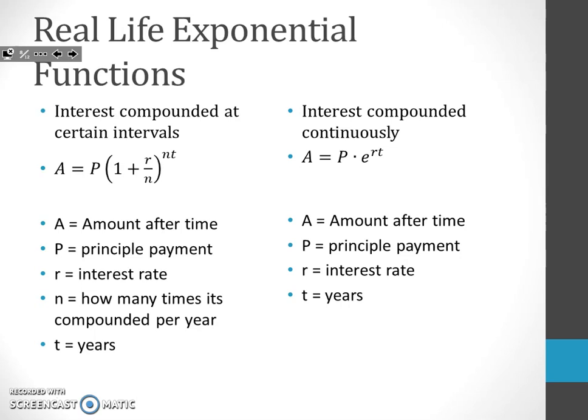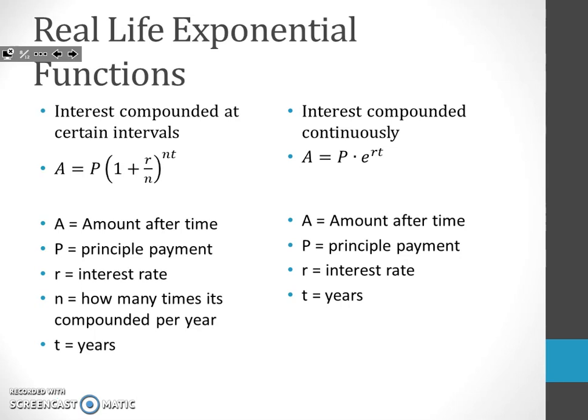Your N could say that it's compounded annually. Compounded annually, it's compounded once a year, so my N value is 1. Compounded semi-annually means it's compounded twice a year, so your N would be 2. If it was compounded quarterly, that would be 4 times a year, so your N would be 4. Compounded monthly, 12 times a year, your N would be 12. I think you guys get the point.